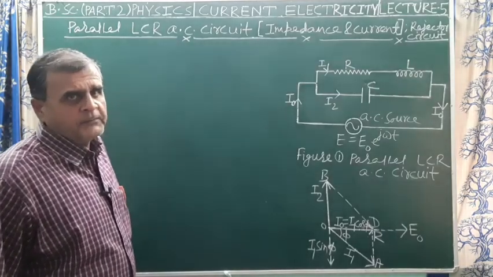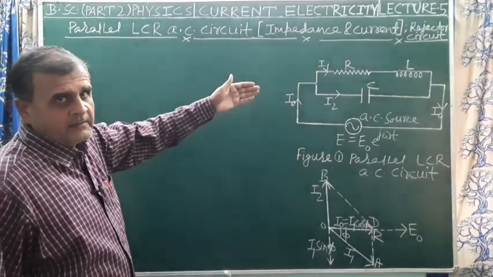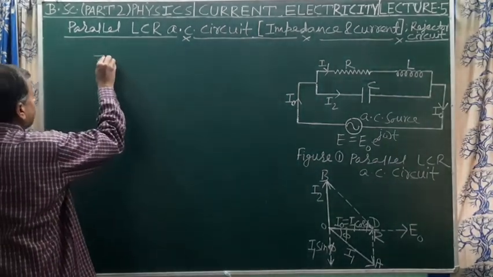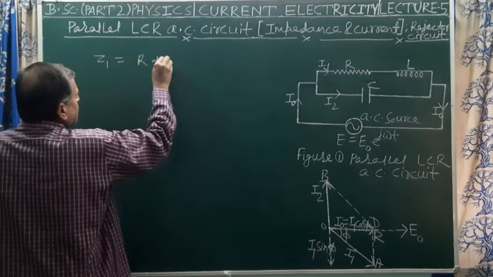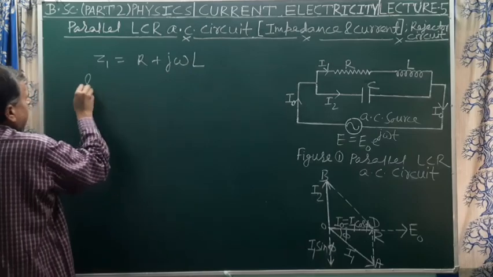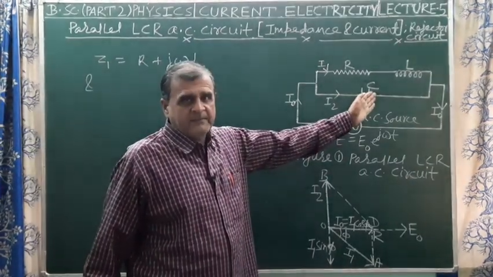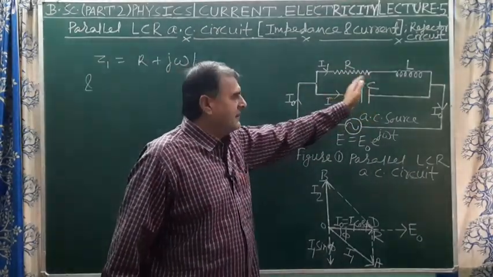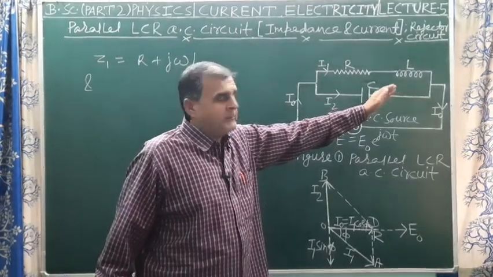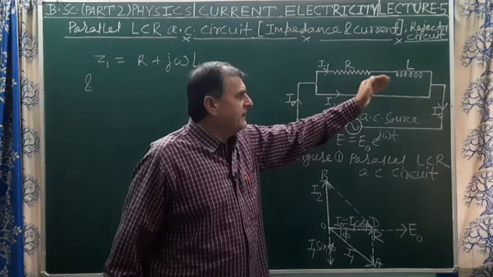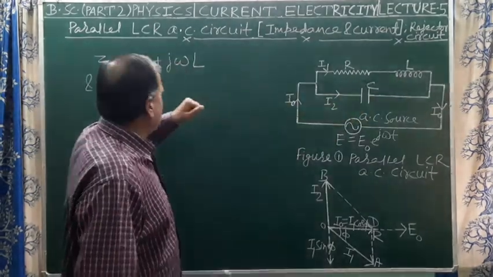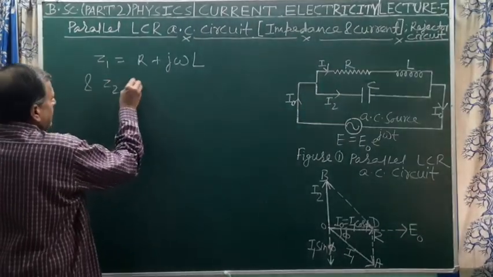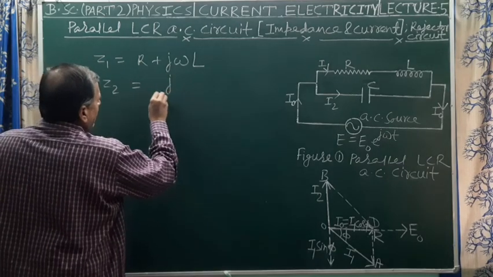Now, the impedance of the inductor branch of the circuit is given by Z1 equals capital R plus j omega L, and the impedance of the capacitor branch, in which only a capacitor of capacitance C is connected in parallel to the series combination of resistor R and inductor of inductance L, is given by Z2 equals 1 upon j omega C.